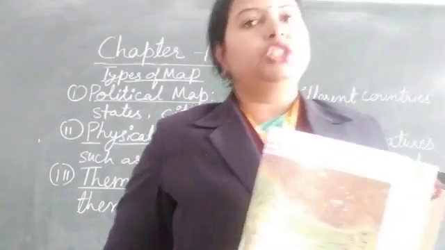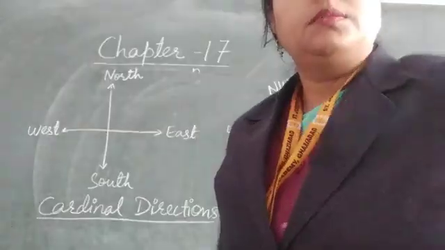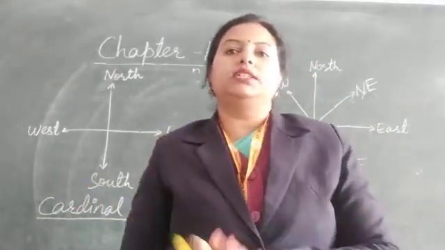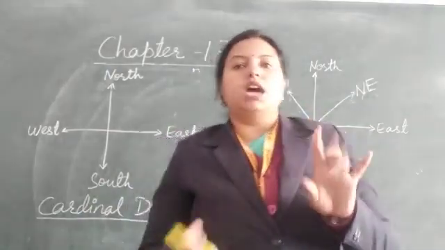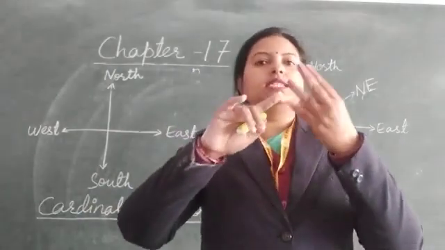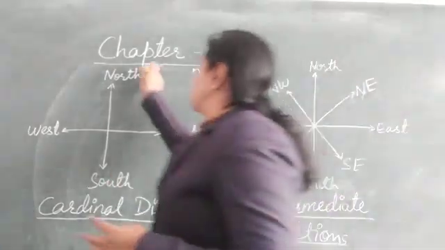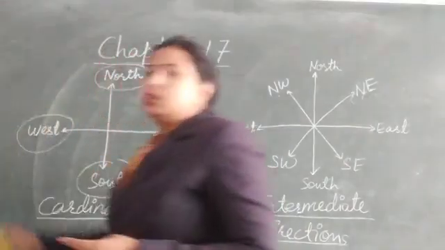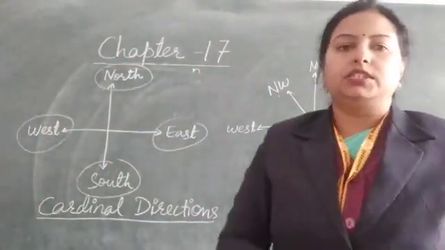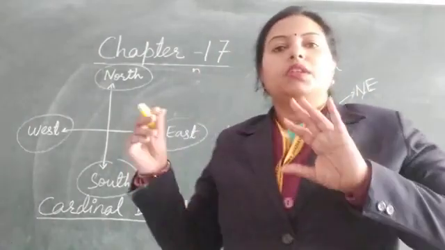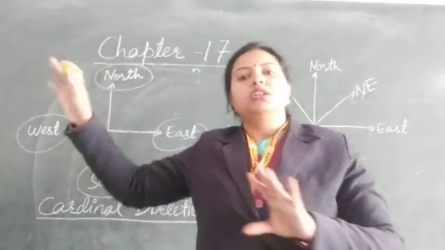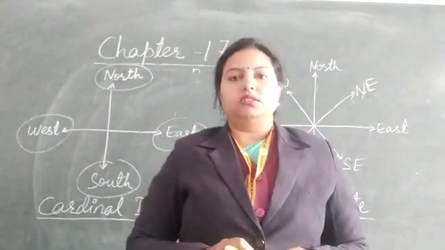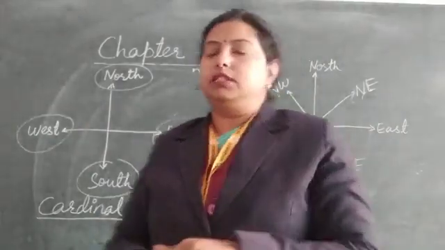Now let us see direction and compass. Students, to reach our destination, we need to follow a particular direction. The four major directions are north, south, east and west. These are called cardinal directions. Some directions lie between two consecutive cardinal directions. These are called intermediate directions. So there are four intermediate directions.